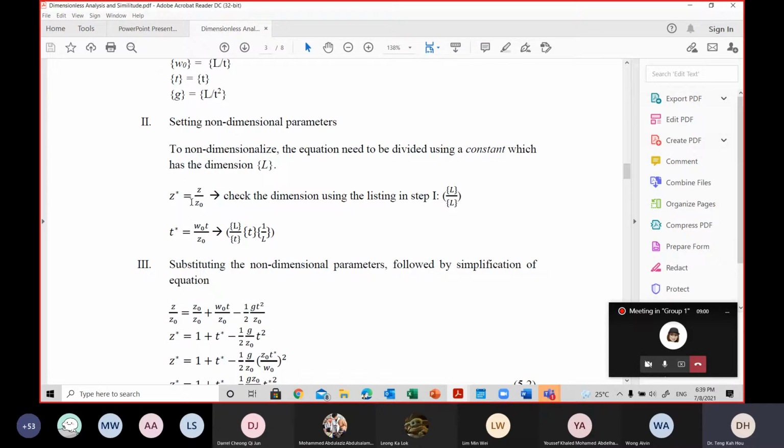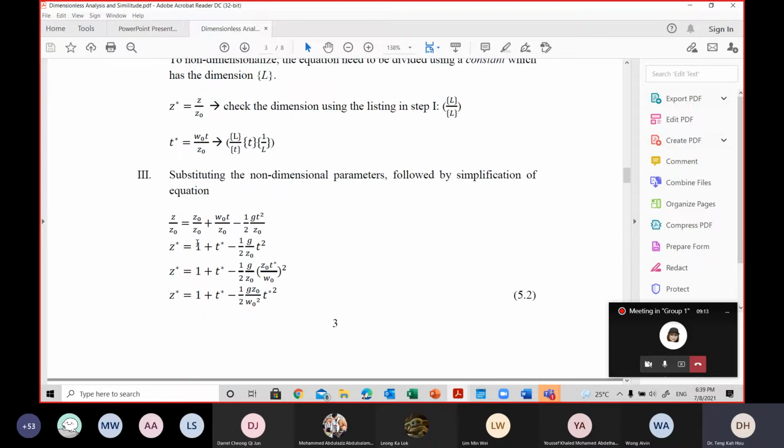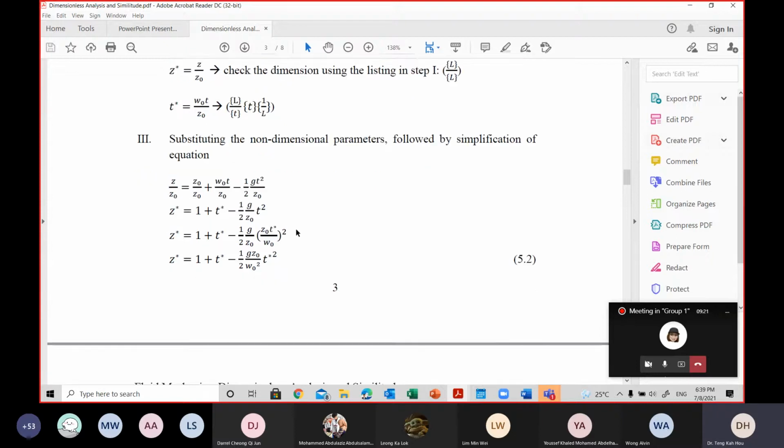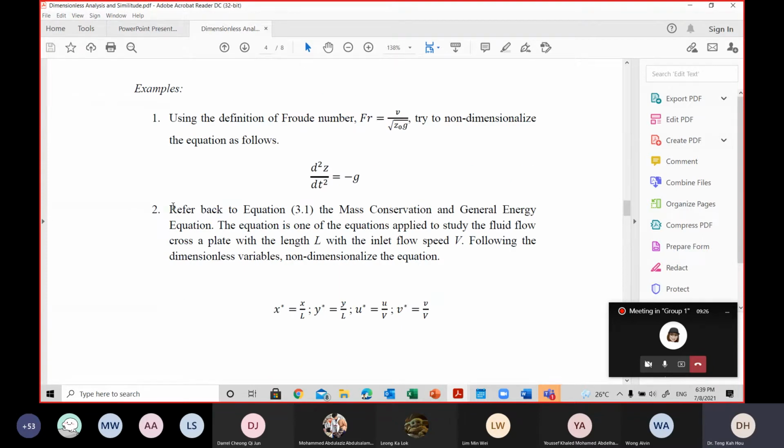For example, Z divided by Z is still dimensionless, right? But in this case, the question asks you to assume Z star and T star. And from there, you modify your equation into the format they want. So this is the one we learned in the first part. And I hope you have solved the questions, right? When you see question 2, this is what I'm referring to. The questions will always ask you to use S star for a certain assumption, use Y star for a certain assumption, etc.